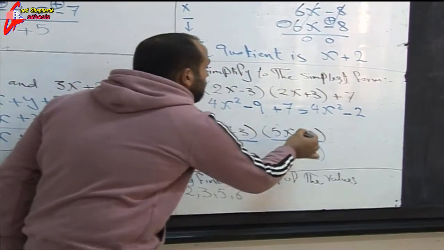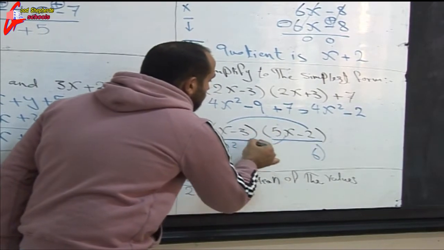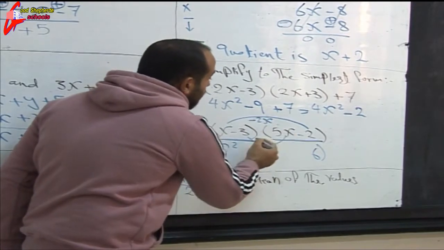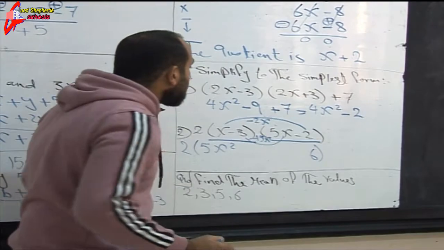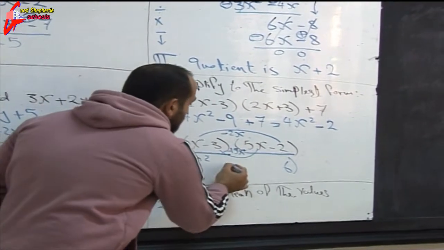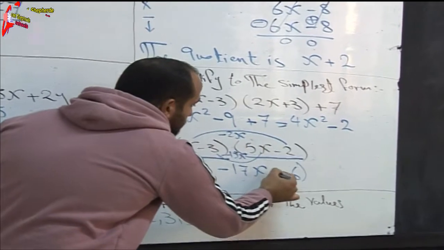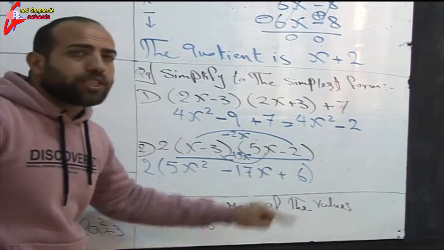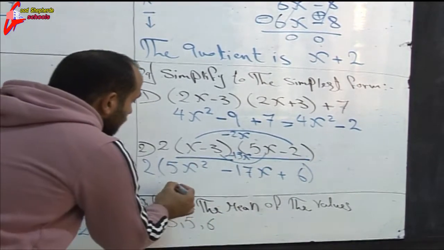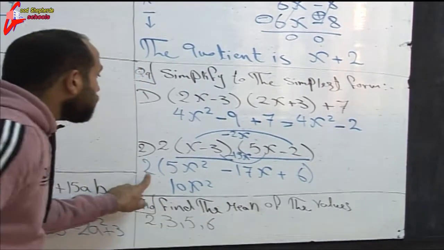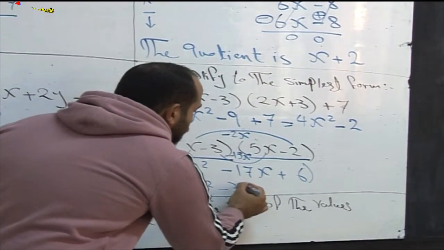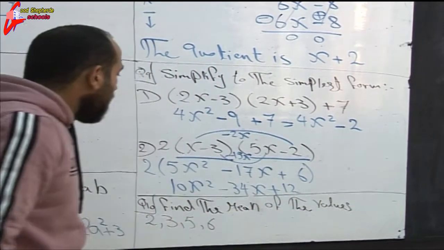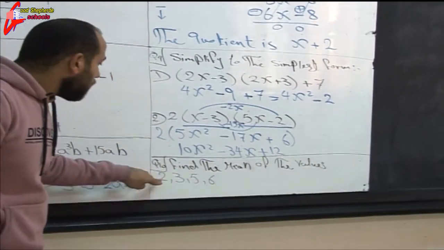Then, multiply the extremes and the means. x times negative 2, you will get negative 2x. Negative 3 times 5x, negative 15x. Negative 2x and negative 15x, you will get negative 17x. Then we have to multiply 2 by each term of them. 2 times 5x², you will get 10x². 2 times negative 17x, negative 34x. 2 times 6 is 12. Now it's finished. Let's move to the last question.